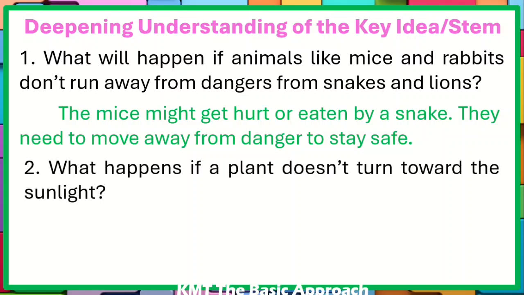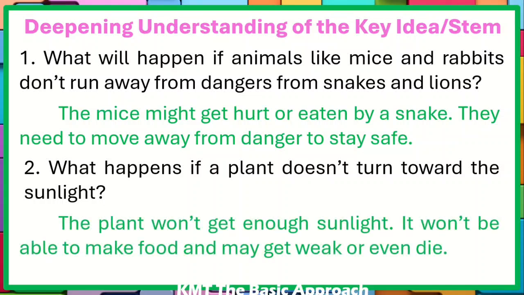Number 2. What happens if a plant does not turn toward the sunlight? Correct! The plant won't get enough sunlight. It won't be able to make food and may get weak or even die.